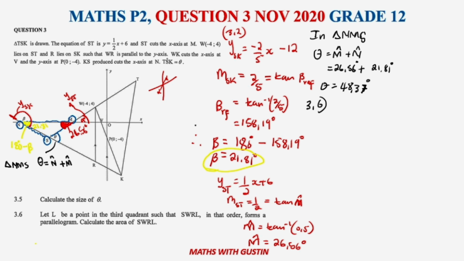3.6: let L be a point in the third quadrant such that SWRL, in that order, forms a parallelogram. Calculate the area of this parallelogram. So L is in the third quadrant, maybe sitting somewhere here, we don't know, we're about to find out. Basically this is what they are asking us.